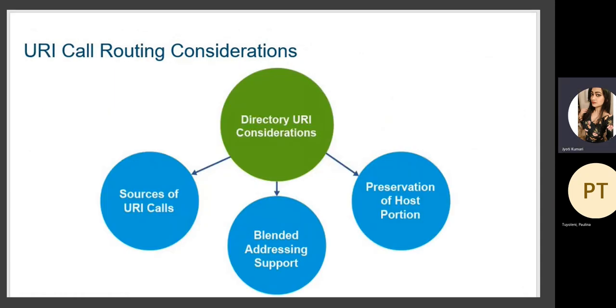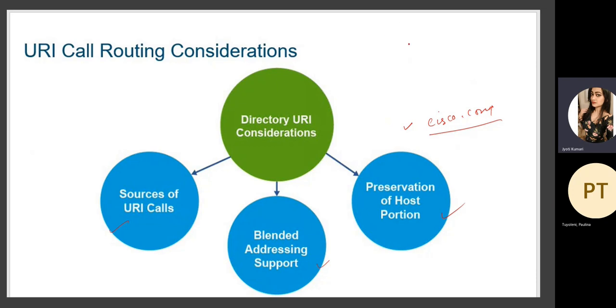URI call routing considerations. There are some considerations when we do URI. Sources of URI calls should be there, blended addressing support, and preservation of host portion. So what happens in this? If you have, let's say, a host portion, for example cisco.com, you can preserve that for all the users so that it makes it easier at the time of configuration. You can just fix this domain, and then once you are configuring all the users, you can use the same domain name and just put the user portion in that name.